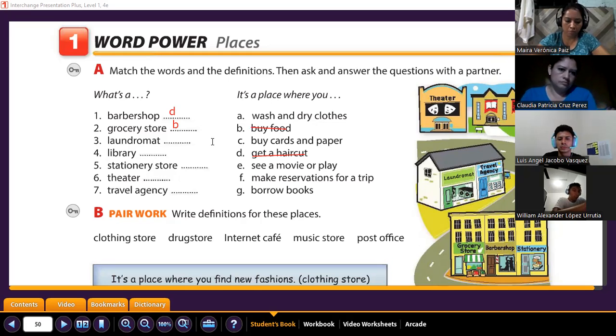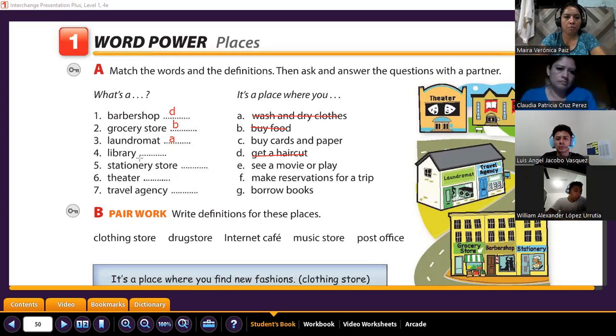Now, number three. Let me see. Beatriz. What's a laundromat, Beatriz? Sería, it's a place where you wash and dry clothes. Letter A, correct, right? Yes. Wash and dry clothes. Good.